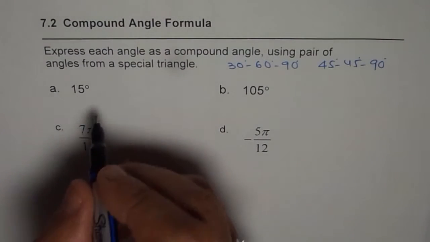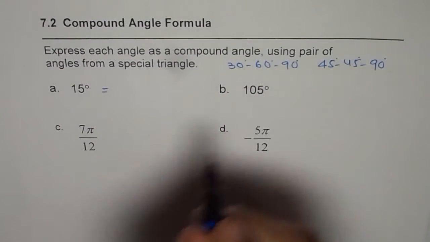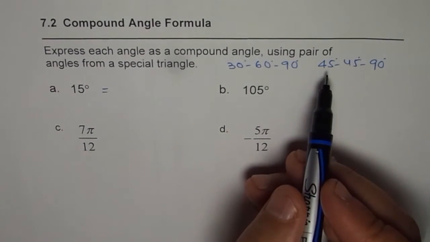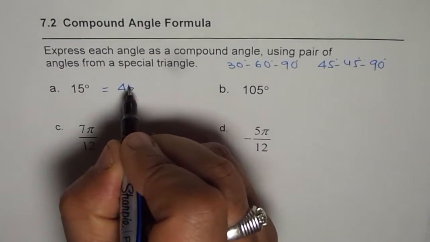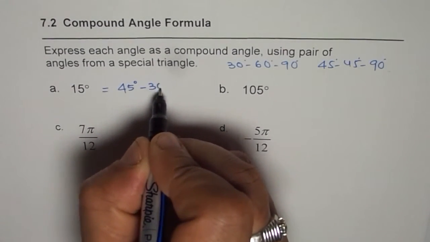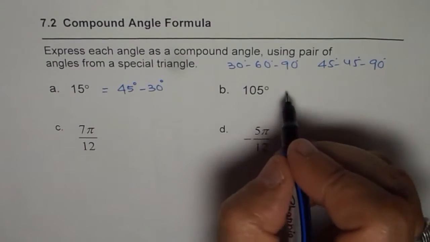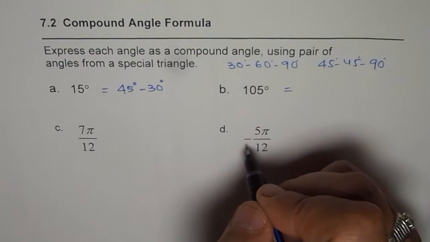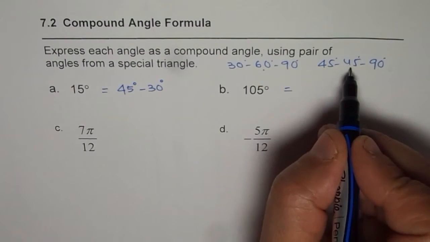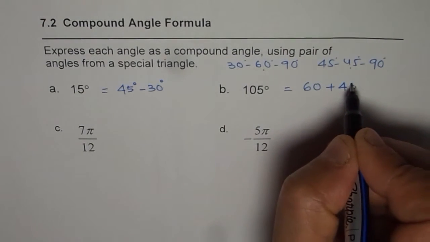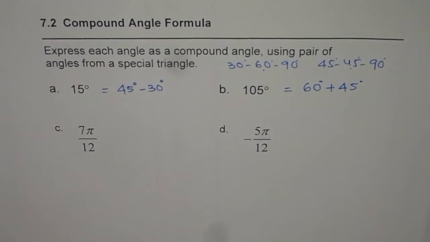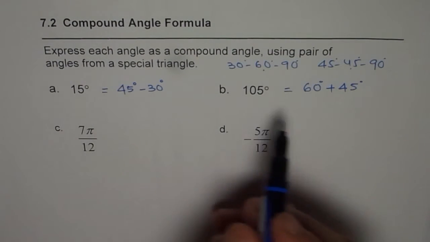So 15, how can you write 15 as combination of these angles? 15 could be written as 45 minus 30. So we can write this as 45 degrees minus 30 degrees. Now 105 degrees could be written as 60 plus 45, correct? So we can write this as 60 plus 45 degrees. So we get 105 degrees, right? So that was very simple.